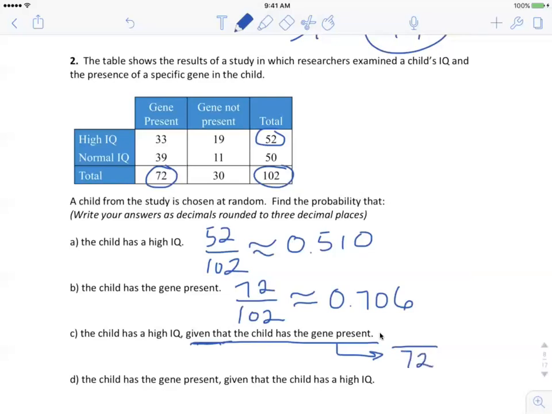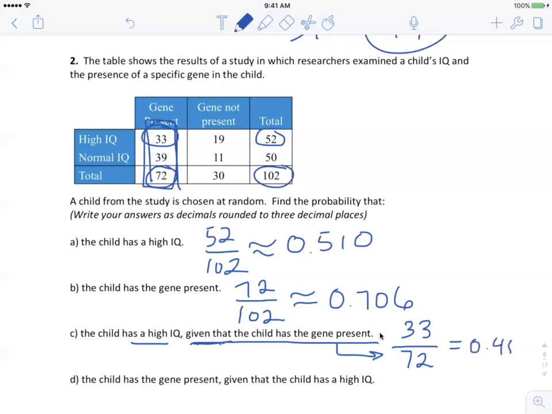Okay, and then decide, of those 72, how many of them have a high IQ? So now I'm just looking at this column here, right? There are 72 total, 33 of them have a high IQ. There would be my answer. 33 divided by 72, 0.458. And we've got it.